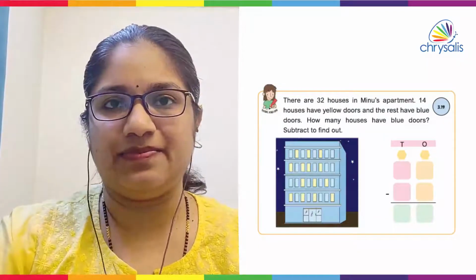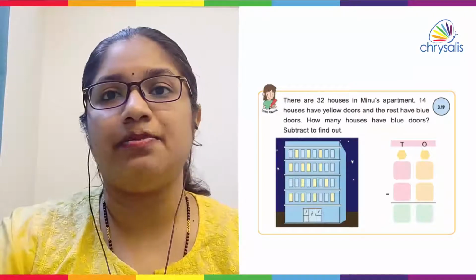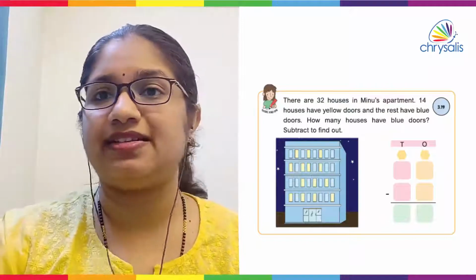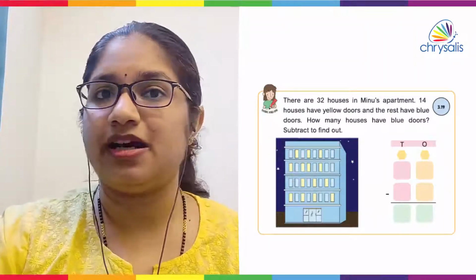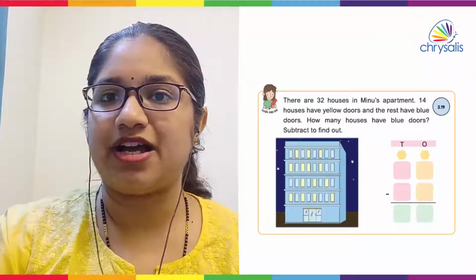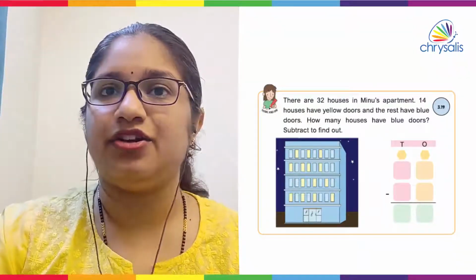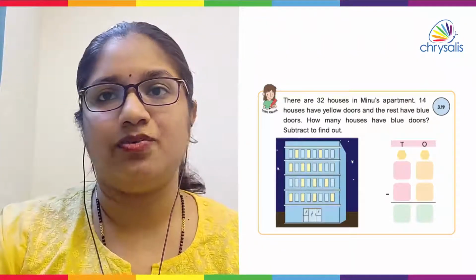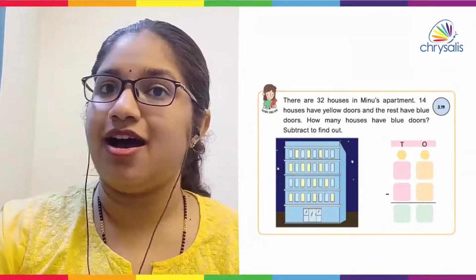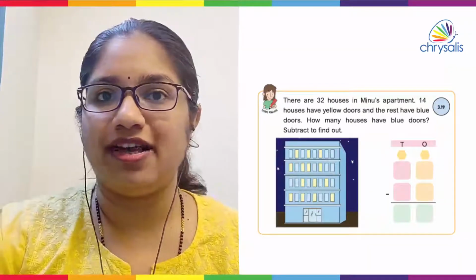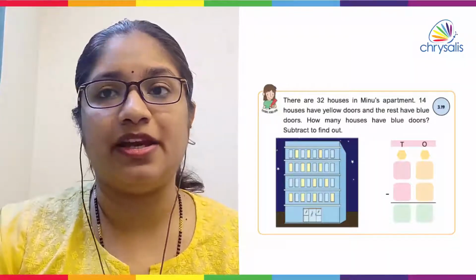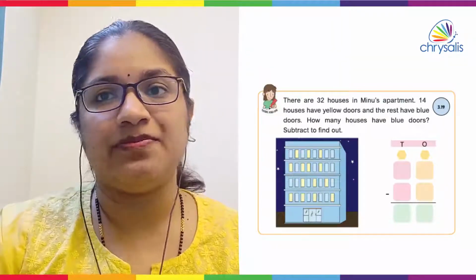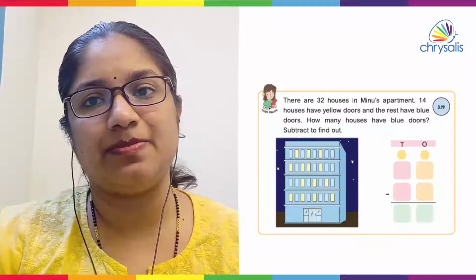Read the instructions. There are 32 houses in Minu's apartment. 14 houses have yellow doors and the rest have blue doors. How many houses have blue doors? Subtract to find out. Children, do you all see the building here? There are 32 houses in total, which means there are 32 doors. Out of the 32 doors, 14 are yellow. How will you find the number of remaining doors which are blue in color? Take 20 minutes to complete this activity. Press pause to work on the activity and press play once done.